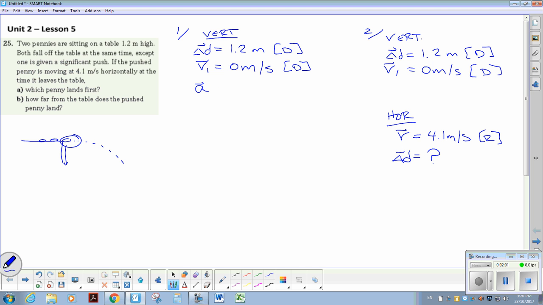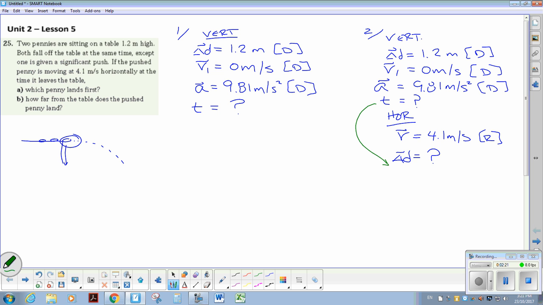Acceleration is constant, so they both are experiencing 9.81 meters per second squared down. And we want to know the time it takes to land. So time is the unknown, because that time is transferable. I can move that time from my vertical to my horizontal, so I can solve the horizontal.